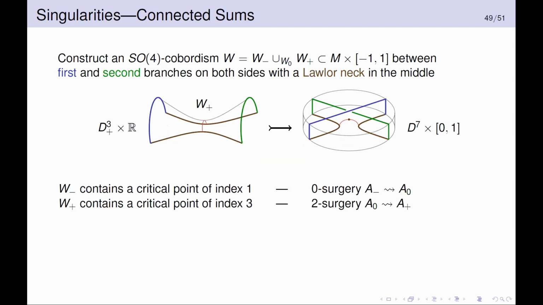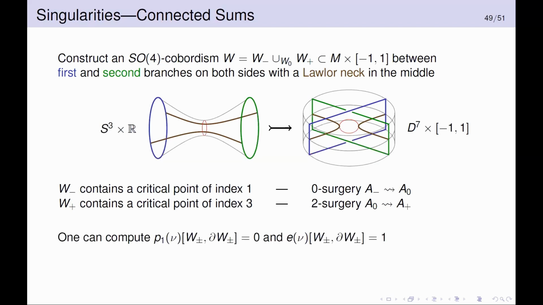And the critical point that we get here has index 3, so it's a 2 surgery, now from a 0 to a plus. Okay, here we go. And we can compute that we can first of all trivialize, can assume, say, that our frame that we are given normal to the associatives is trivial because they're just lying flatly inside this 8-dimensional space.